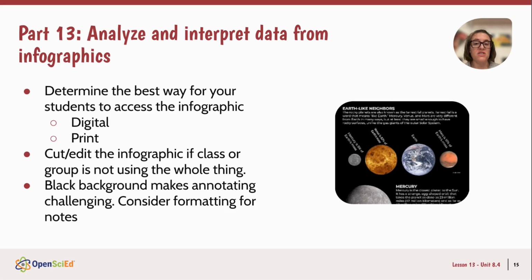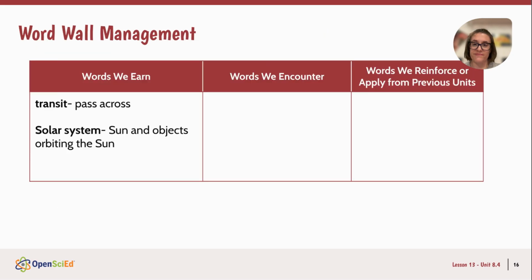The black background does make it challenging for annotating. If you have one-to-one devices, students can annotate using like a white pen or writing over on, say, Notability or some other app like that. But you may want to consider formatting a notes page. So instead of annotating directly on the text, students have like a note catcher to write down what they're noticing as they're reading.